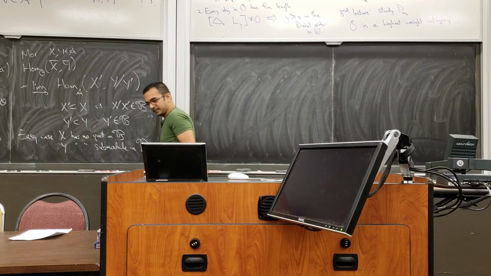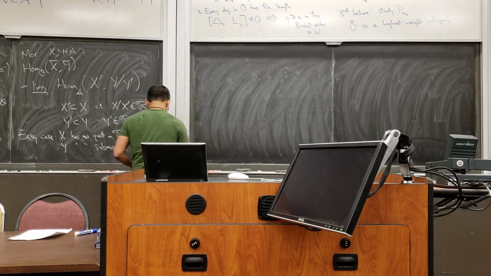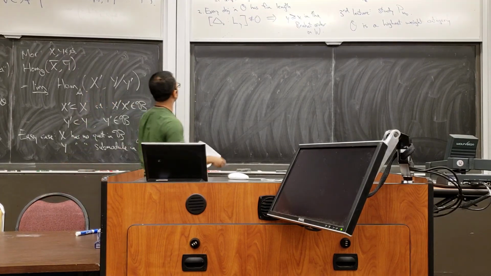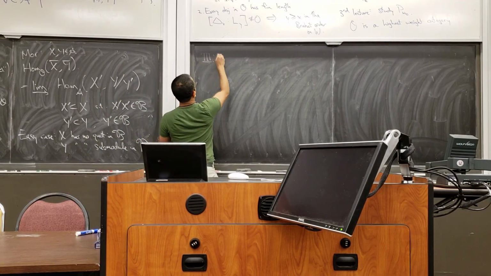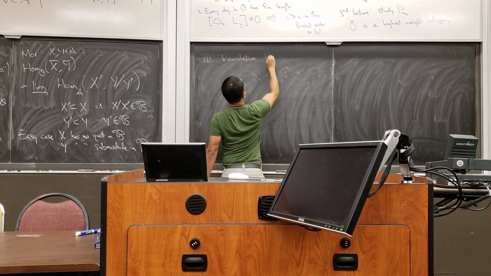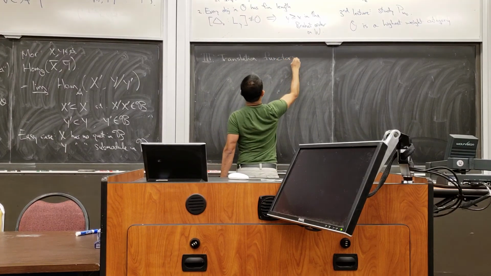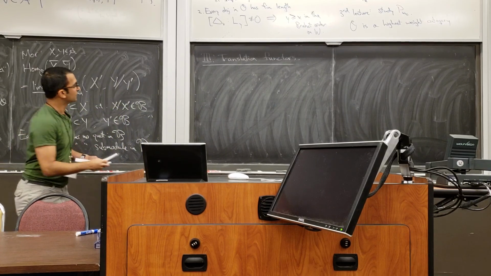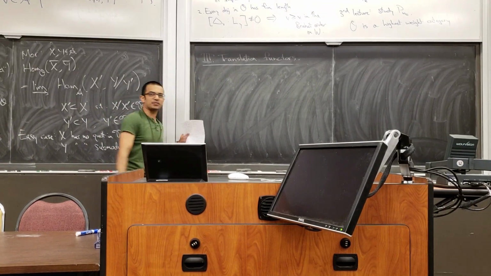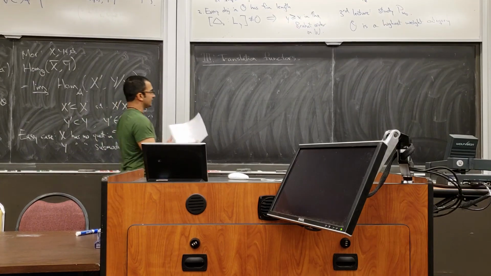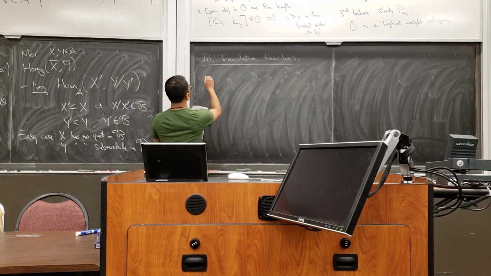Okay, so part 3 is about translation functors. I need a little bit more notation. Part 3 is going to be back in the setting of representations of algebraic groups. So it has implications for category O, but at least the beginning is more about just groups and representations.